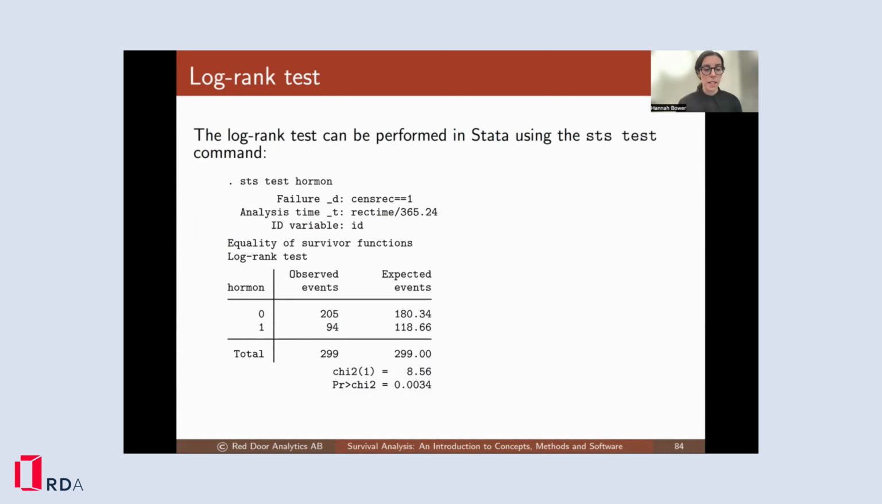Here we use that, we say sts test hormon, because we're interested in testing whether we have the same survival in the hormonal therapy group and the no hormonal therapy group. And we can see here we get this output where we have the number of observed events, and then in the background expected events are calculated. And we compare this to a chi-square distribution. And we get a p-value of 0.0034. So this means that we should reject the null hypothesis that the survival in the two groups is the same. Hence, we see that there is a significant difference between the survival in the hormonal therapy and the non-hormonal therapy.